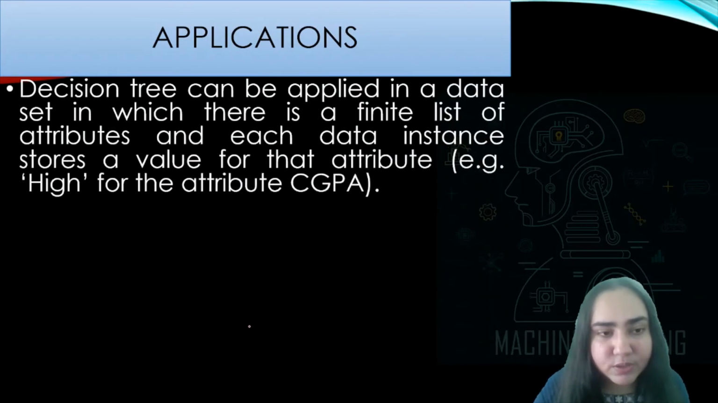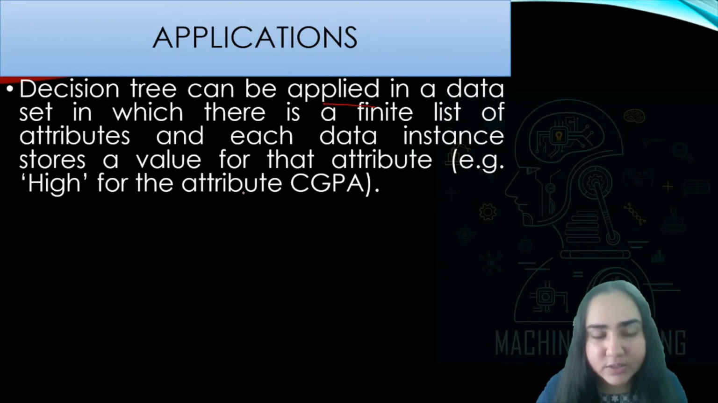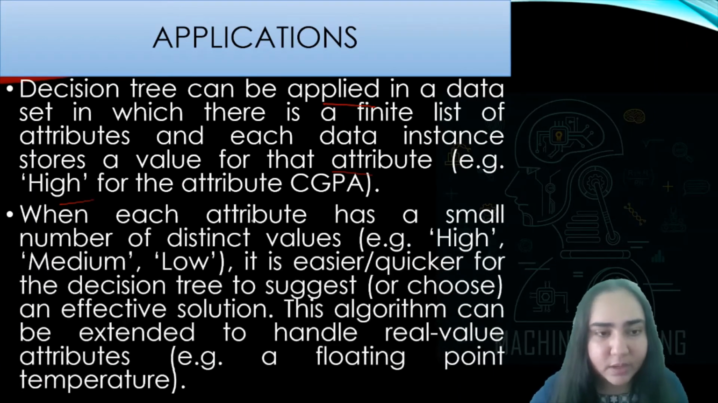Where are decision trees used? So they can be applied in a data set in which there is a finite list of attributes. Okay, so you shouldn't have a data set where you have lots of attributes. There should be some finite number of attributes. And each data instance would store a value for that attribute. For example, CGPA high, you should have some values for that. And it can be applied when each attribute has a small number of distinct values. For example, we had CGPA high, medium, and low.